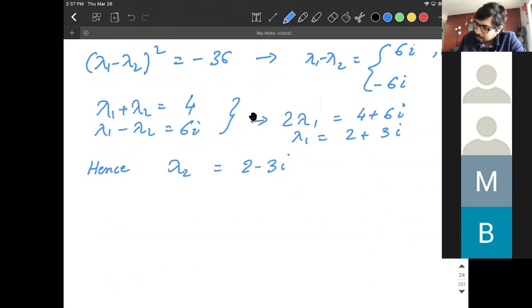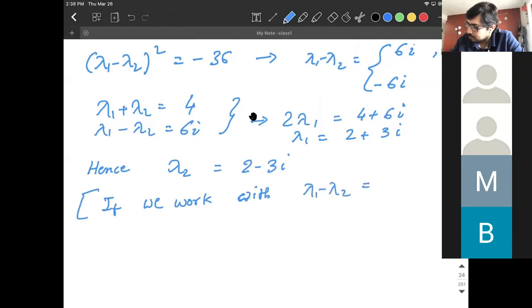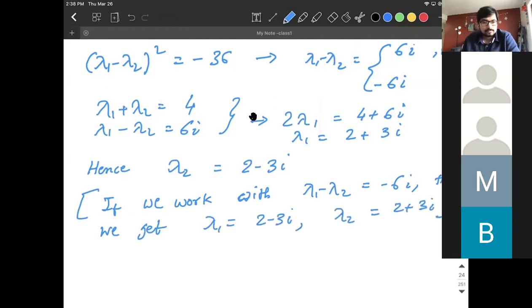Okay. Now, if we work with lambda 1 minus lambda 2 equals minus 6i, then we get lambda 1 to be 2 minus 3i, and lambda 2 to be 2 plus 3i. So that's the only difference, nothing else. So you can work with either of the two solutions, let's say 6i or minus 6i. Okay, so that's that about the problem.